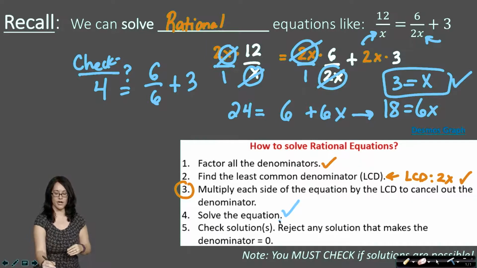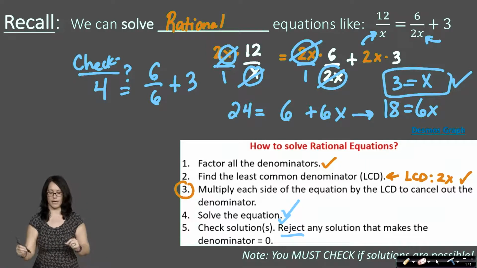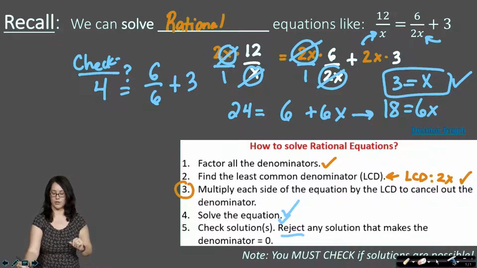All right, so always check your solutions, rejecting any solution that makes denominators 0. Let's see if you can apply this to a little more complicated situation, but the same structure will be applied.